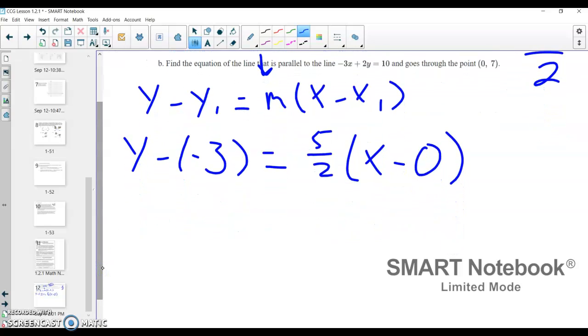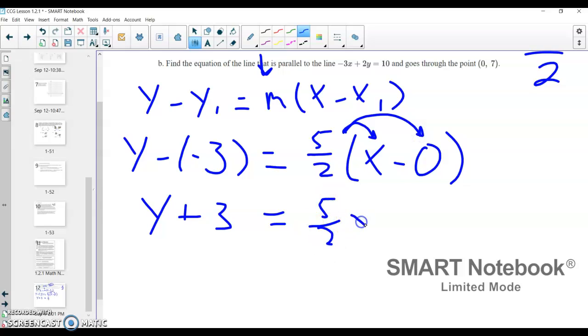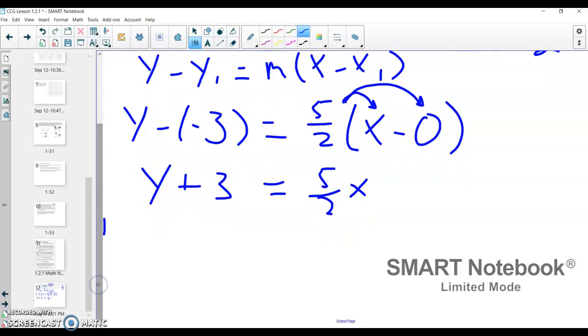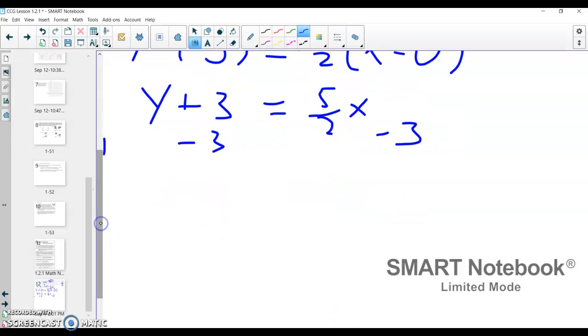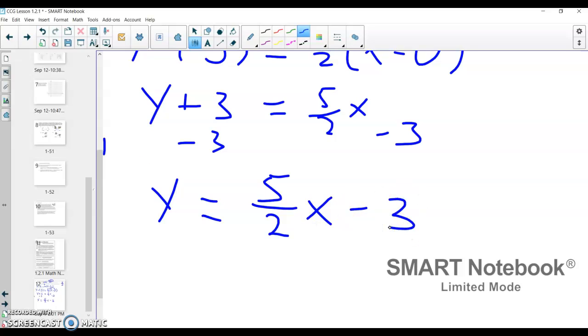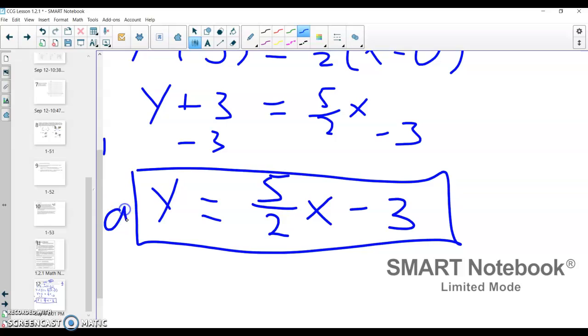We can then start working this out algebraically. So we have y minus a -3. That's the same thing as y plus 3, since two negatives make a positive. We can distribute this 5/2 in. 5/2 times x is 5/2x, and then 5/2 times 0 is still 0, so we're good there. Now just one more step, we have to move this 3 over, so we subtract it from both sides, and we end up with the line they are looking for, y equals 5/2x minus 3. And that would be your answer to part A.